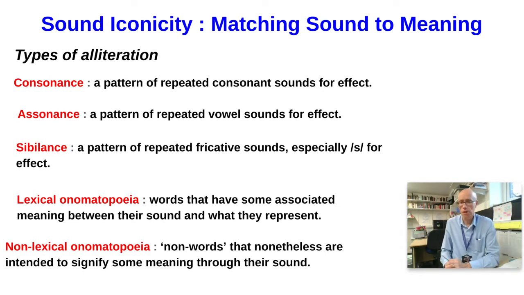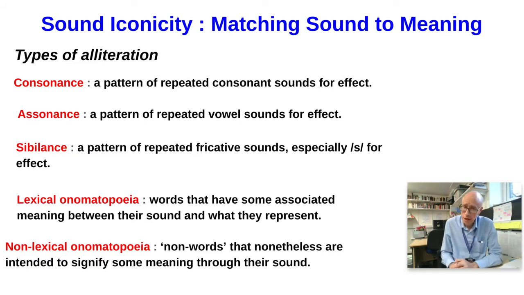And then you've got sibilants. I don't know why, but S manages to get its own very special word. So sibilants is repeated fricative sounds, especially S, but also including sh and zh as well. So that's called sibilants. Those are three types of alliteration.